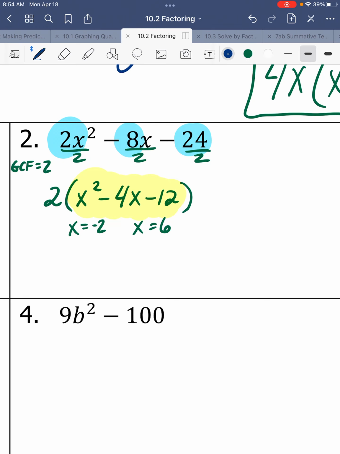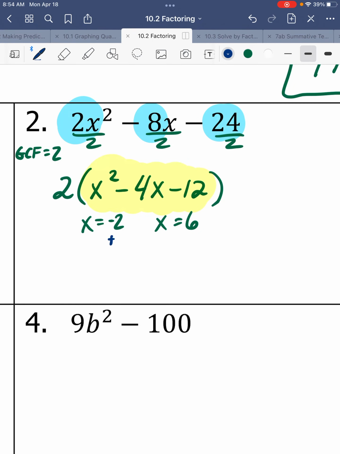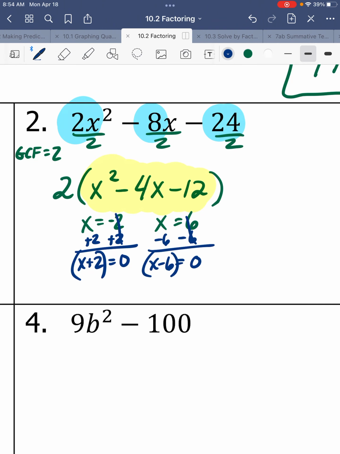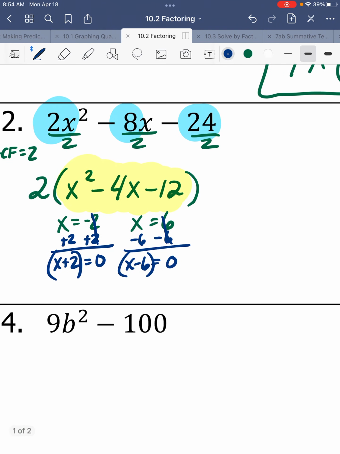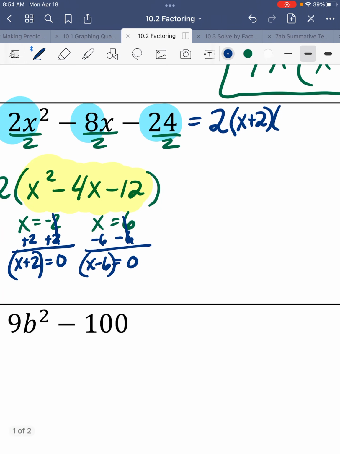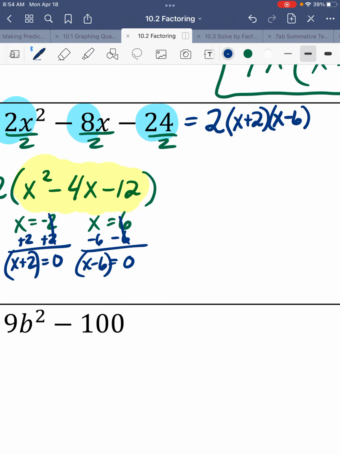Let's work backwards to find our factors. So we need to make each solution equal to 0. So here's one of our factors, x plus 2. The other factor is x minus 6. So altogether, we have the greatest common factor is 2, then we have x plus 2 and x minus 6. And there are 3 factors.